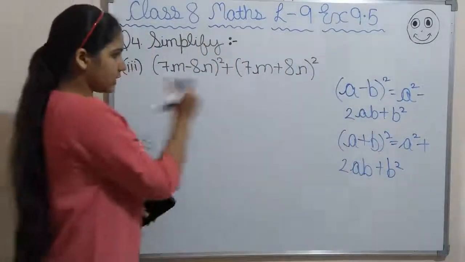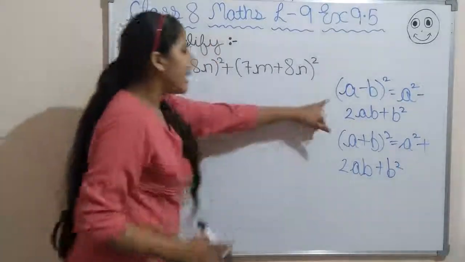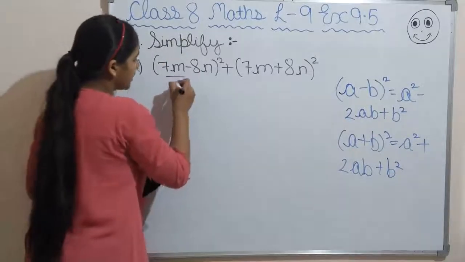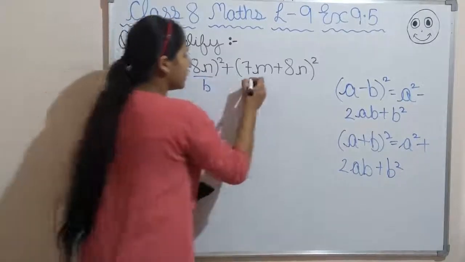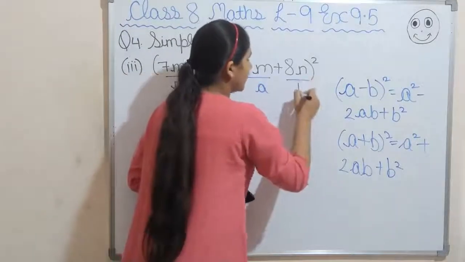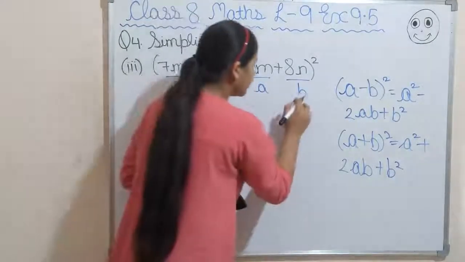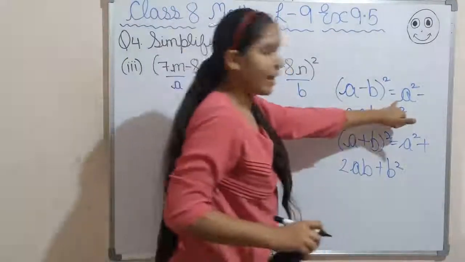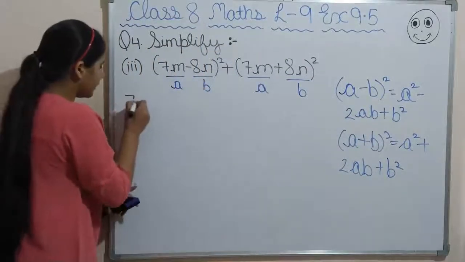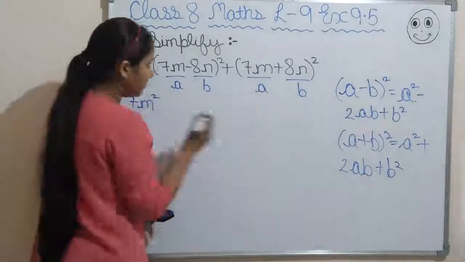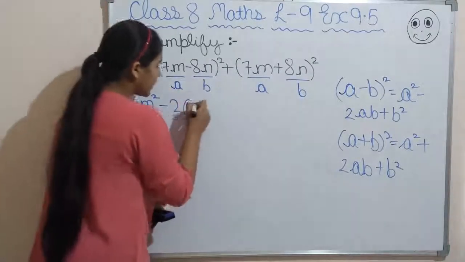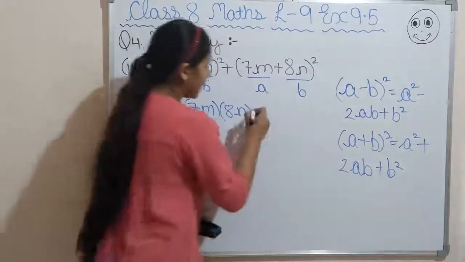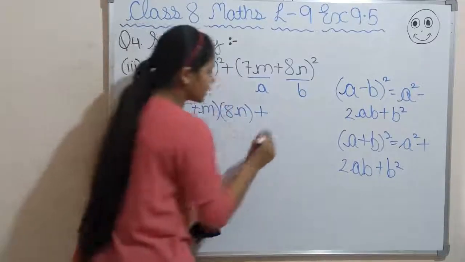So let's do it. This is the first property which we are going to use, with minus, and here plus. So let's use it. Here the first term represents a and the second represents b. So a square means 7m square, then minus as it is, 2 into a into b: a is 7m, b is 8n. Then plus as it is b square, which means 8n square.